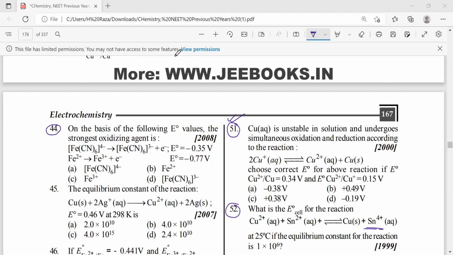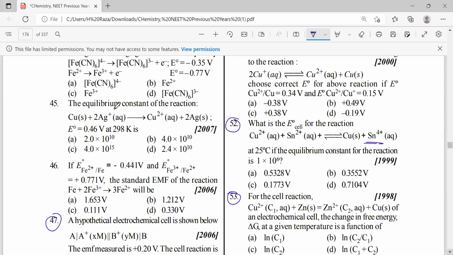Can you solve this? Sir, the answer is C, Fe3 plus. Very good. It was very easy, right? Yes. Very good, very good. You can go for this also. 46.